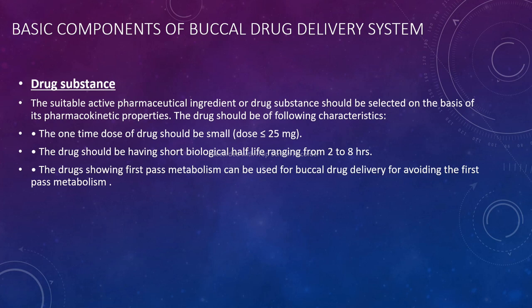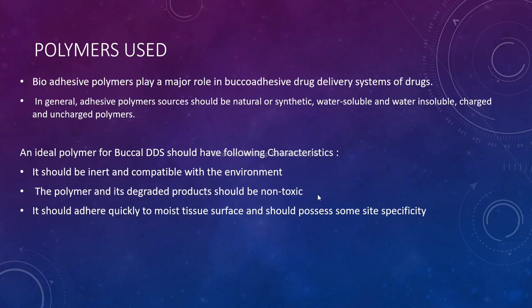The first component is the drug substance. Now the second component is polymers. The most important part of buccal drug delivery is your polymer, because we understood how adhesion takes place with the structure of the mucin. The mucin has long chains, and that long chain alone cannot help your drug to adhere. So we have to put something in that dosage form that will form an interaction with that mucin chain. The first and best used thing is polymers.